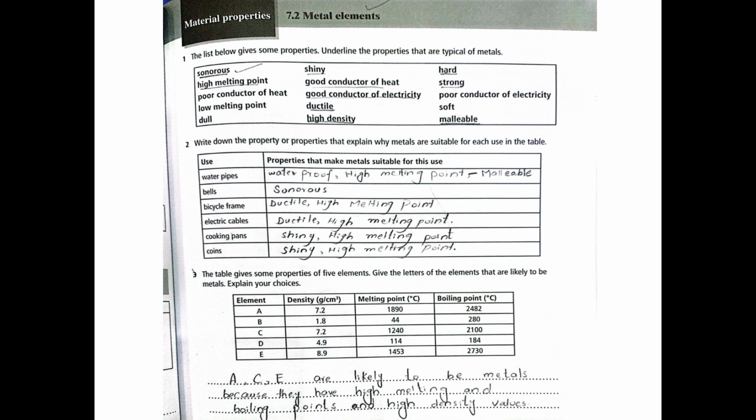Bicycle frame, because it is ductile, it has a high melting point. Electric cables, they are ductile and have high melting points. Cooking pans, they are shiny and have high melting points. Coins, they are shiny and have high melting points.